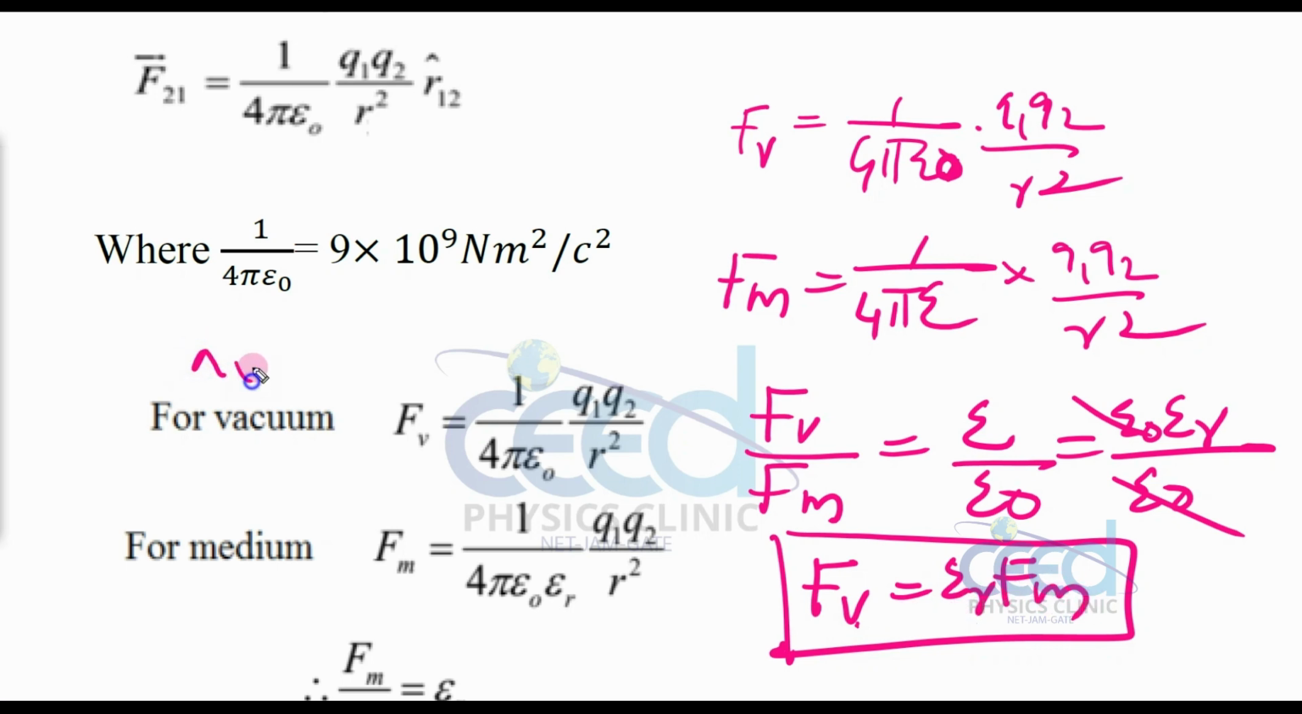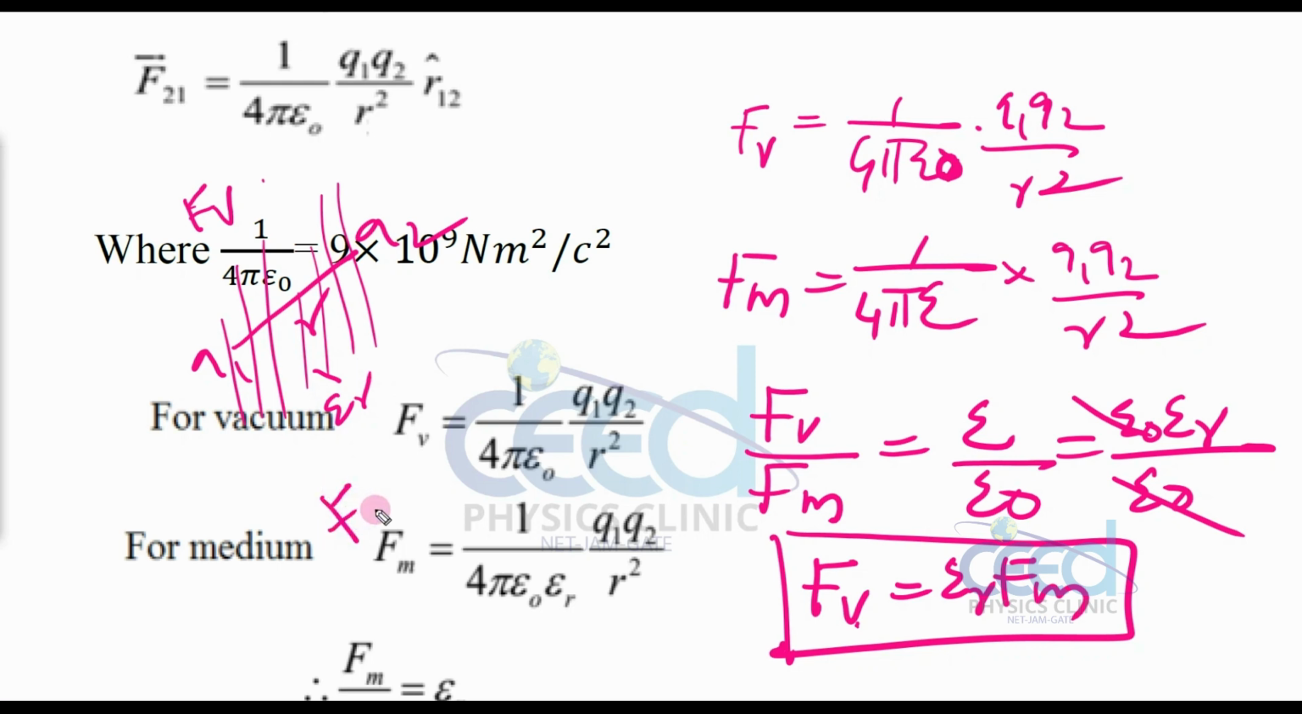That means if you have two charges separated by a distance r in free space, then you measure the force F_v. And now you are inserting a medium in between these two charges, without changing the charge values and the distance of separation. You are just inserting a medium with a dielectric constant epsilon r. Then the new force will be F medium. Now this is without medium and this is with medium, and the charges and all other parameters, that is the distance between these two charges, you keep the same, right?